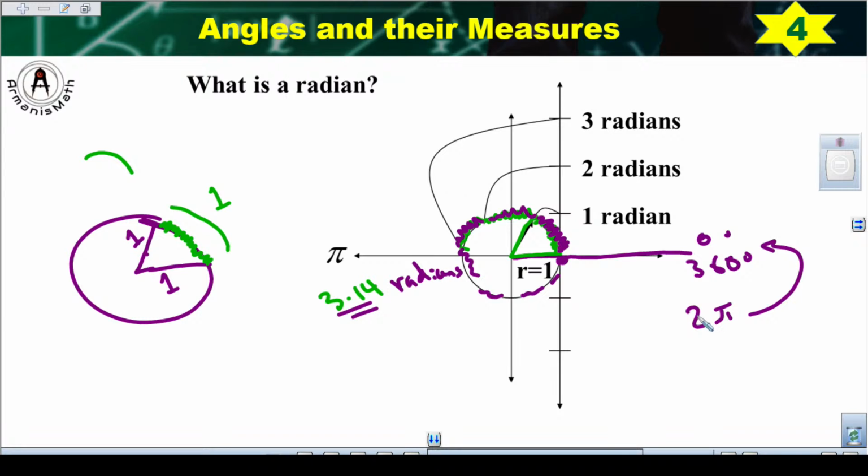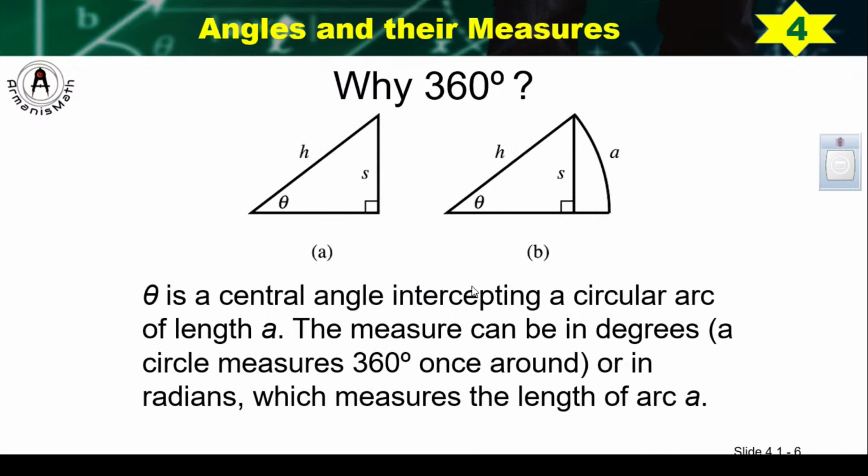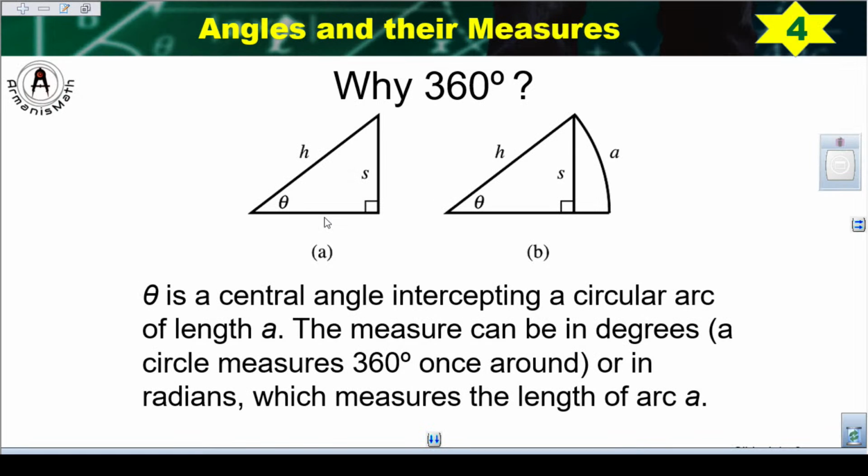And 2 pi would give you, how much is 3.14? You just have to multiply it by 2. 3.14 times 2 lands exactly on top of the 360 degrees. Okay? So that's the concept of the radian measurement. So now let's talk a bit about the 360. I have a triangle here with theta, and its hypotenuse. There's a side here facing me, and obviously it's a right triangle.